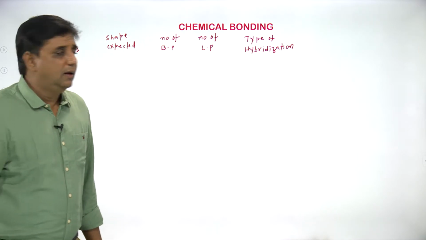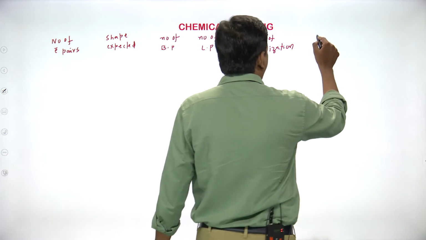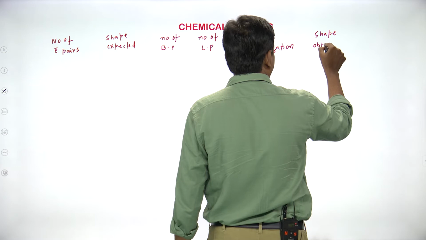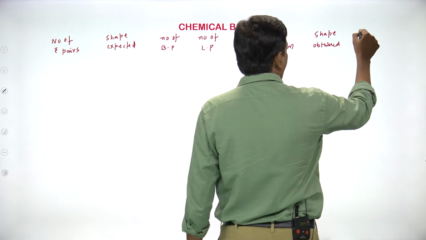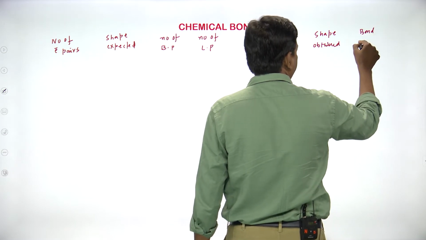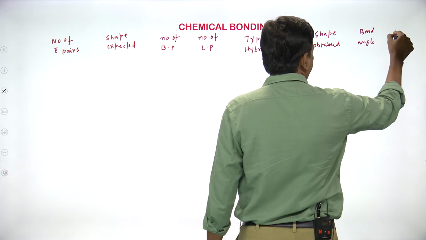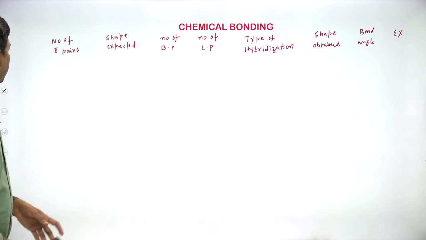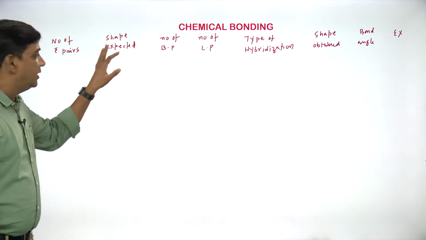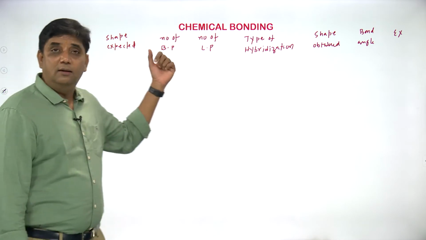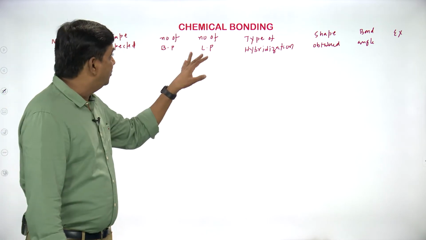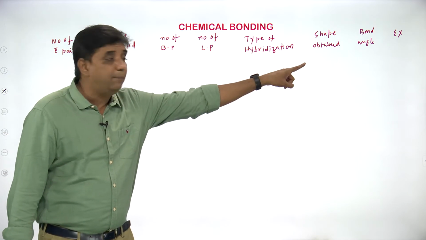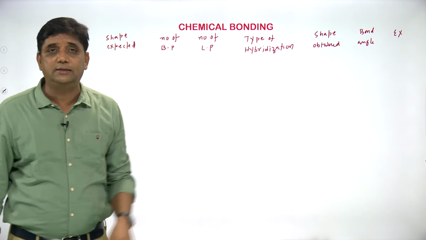And students, after the type of hybridization, the columns are shape obtained, actual shape obtained, bond angle, and example. These are the columns we were discussing, students. The first column is the number of electron pairs, the second is shape expected, the third is the number of bond pairs, and the fourth is the number of lone pairs. And then the type of hybridization, shape obtained, bond angle, and example.